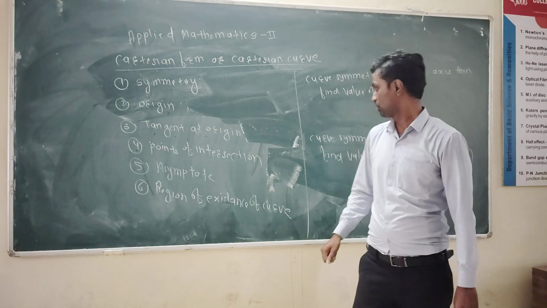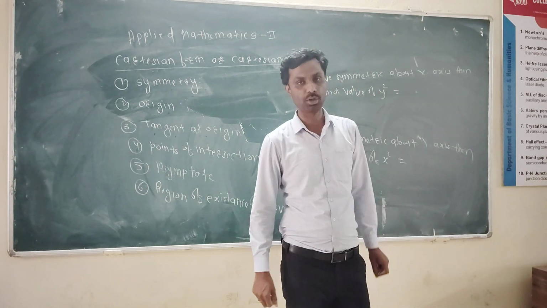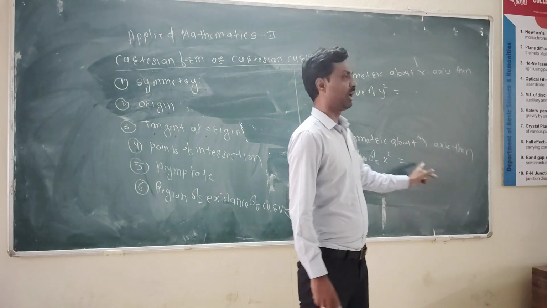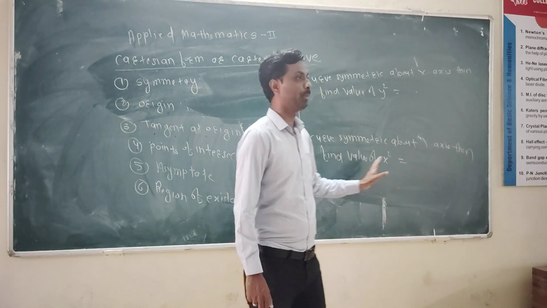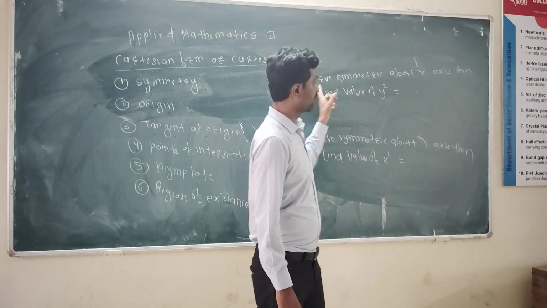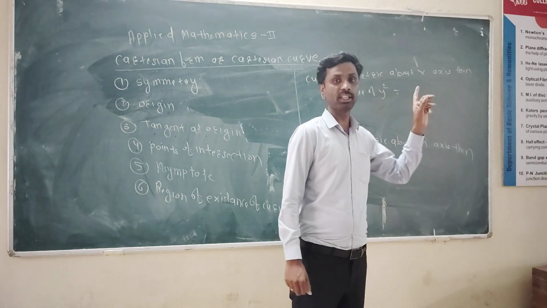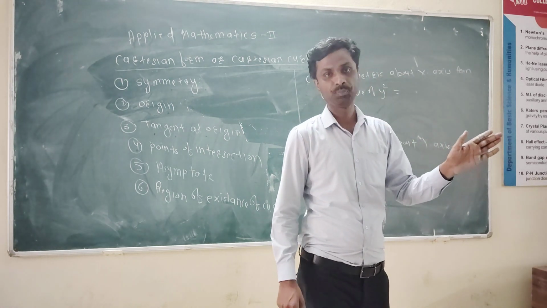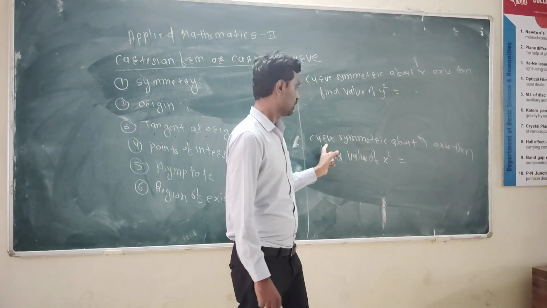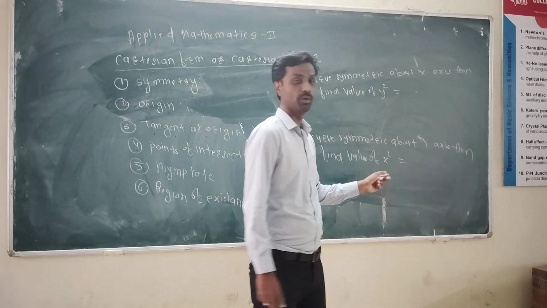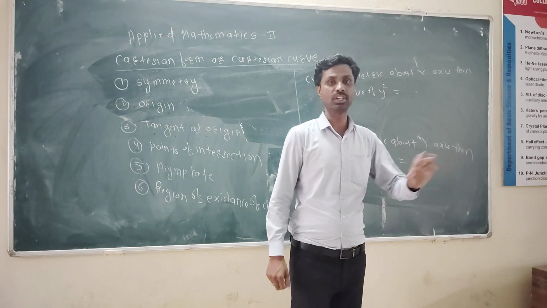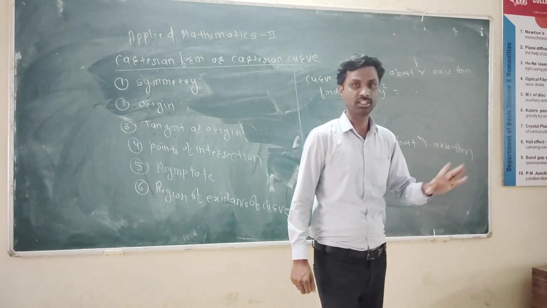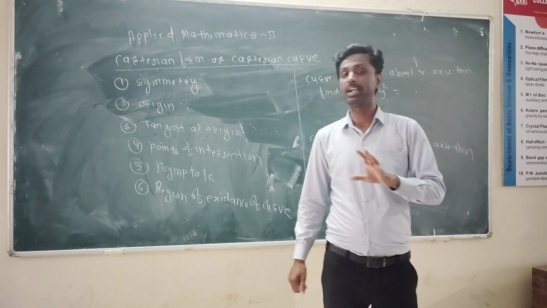Next, region of existence of the curve. If the curve is symmetric about the x-axis, then find the value of y square, and if the curve is symmetric about the y-axis, then find the value of x square. Remember that whenever y square is negative, in that case, the curve does not exist. In the same way, if the value of x square is negative, in that region the curve does not exist. And if x square is positive, in that region the curve will exist. So these are the very simple 6 points.